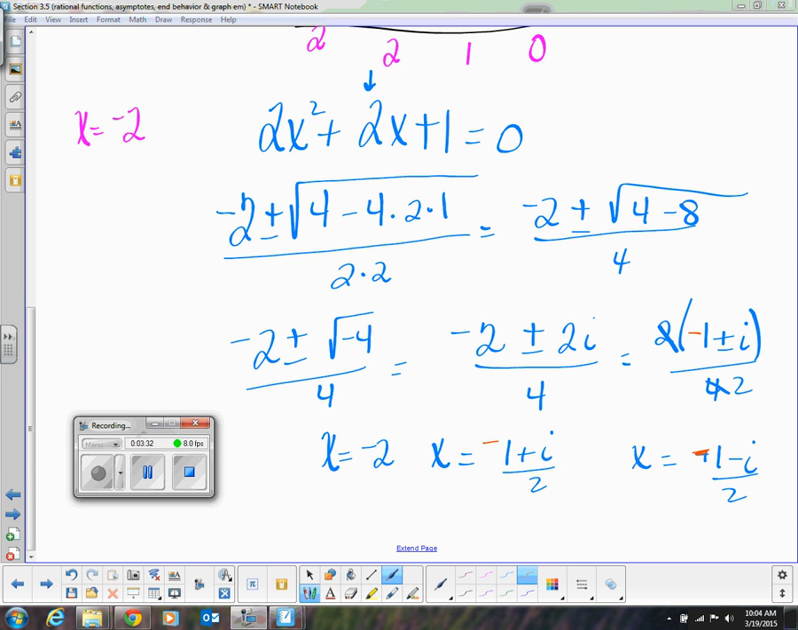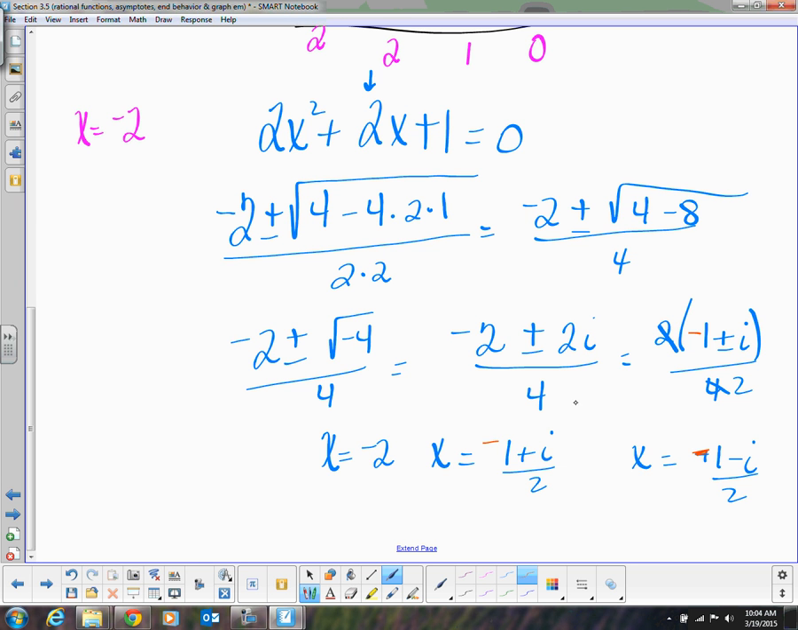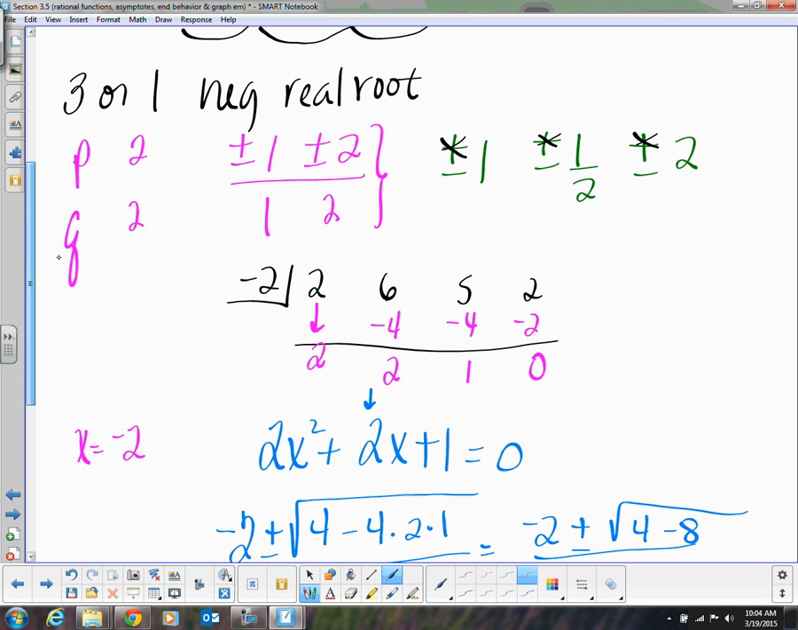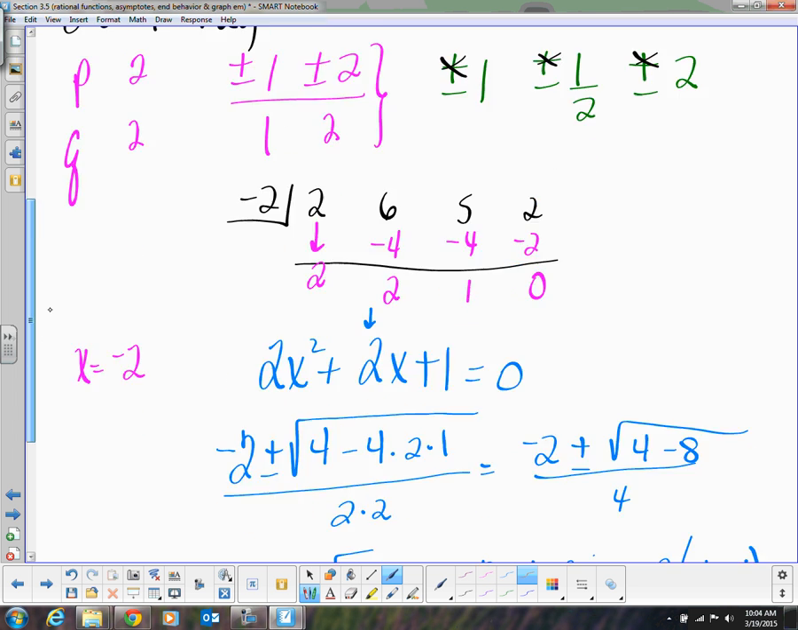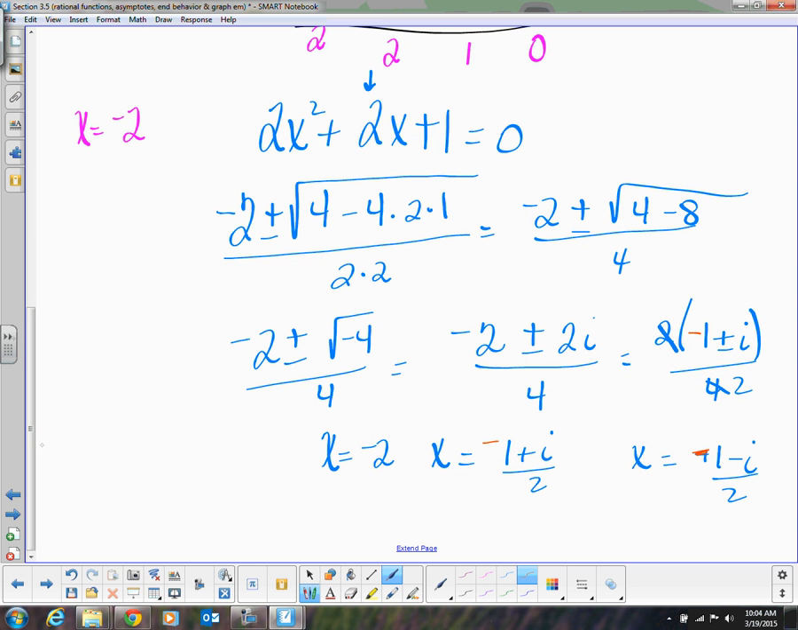Let me start this up again so we know that there was a correction, that I forgot that was a negative, so that's what we have. Now, these aren't considered negative and positive because they're not real. So in this case, remember how we said we had 3 or 1? Guess what we had? 1 negative real root. Any other questions on this? No?